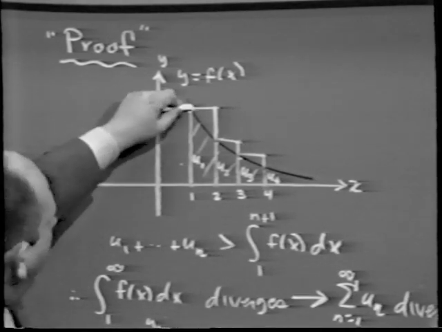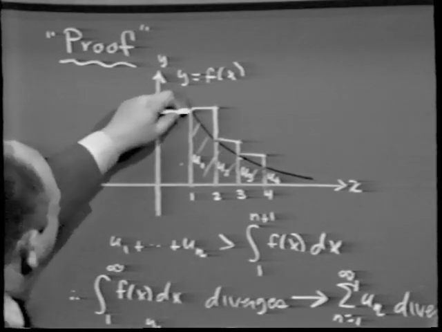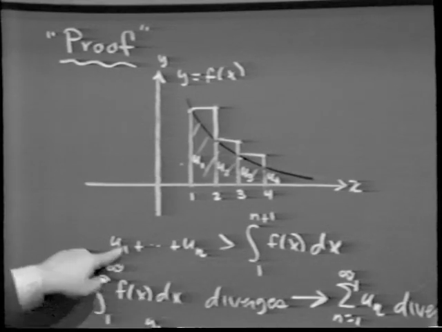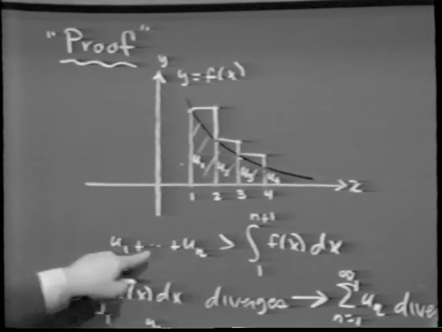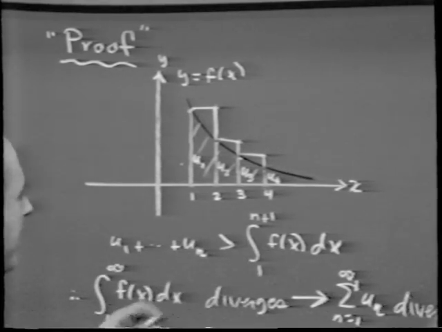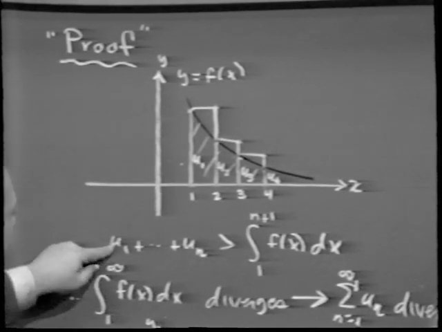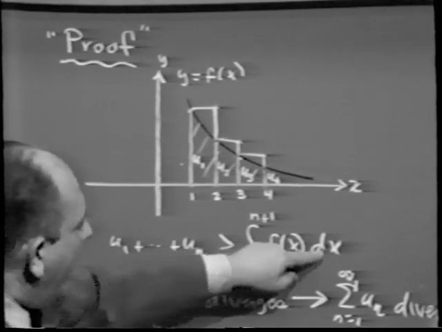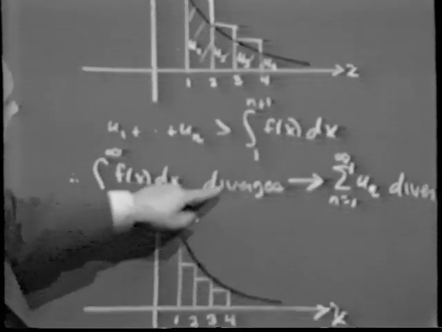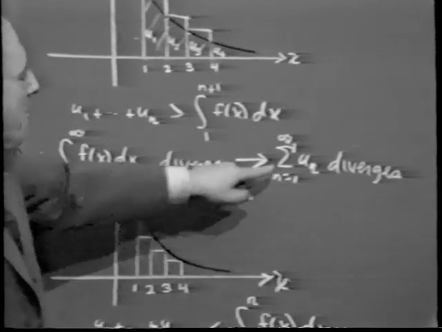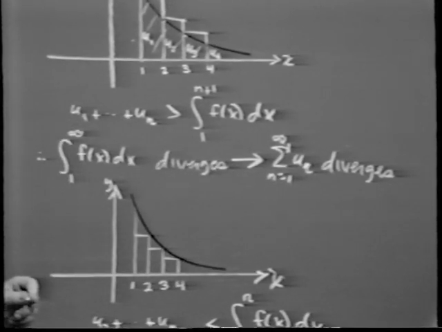On the other hand, the area of the rectangles is what? u1 plus u2 plus u3 up to un. In other words, for any given n, u1 up to un is greater than or equal to this particular integral. Consequently, taking the limit as n goes to infinity, we get that the summation of un is greater than or equal to the integral from 1 to infinity of f of x dx. Consequently, if this integral diverges, meaning that this gets very large, the fact that this can be no less than this means that this too must also diverge.